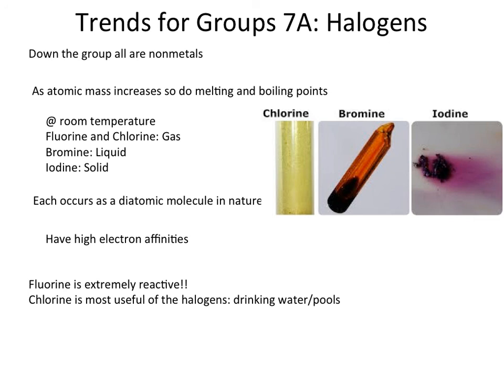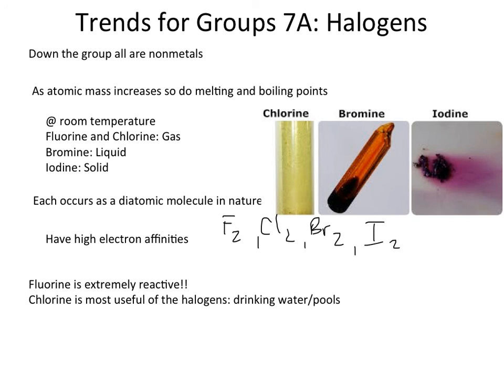Down the group, all of them are nonmetals. As the atomic mass increases down the table, so do the melting and boiling points. So at room temperature, fluorine and chlorine are both gases. Bromine is typically a liquid, and iodine is a solid. Each one of them occurs as a diatomic molecule in nature, meaning that they occur as F2, Cl2, Br2, and I2.